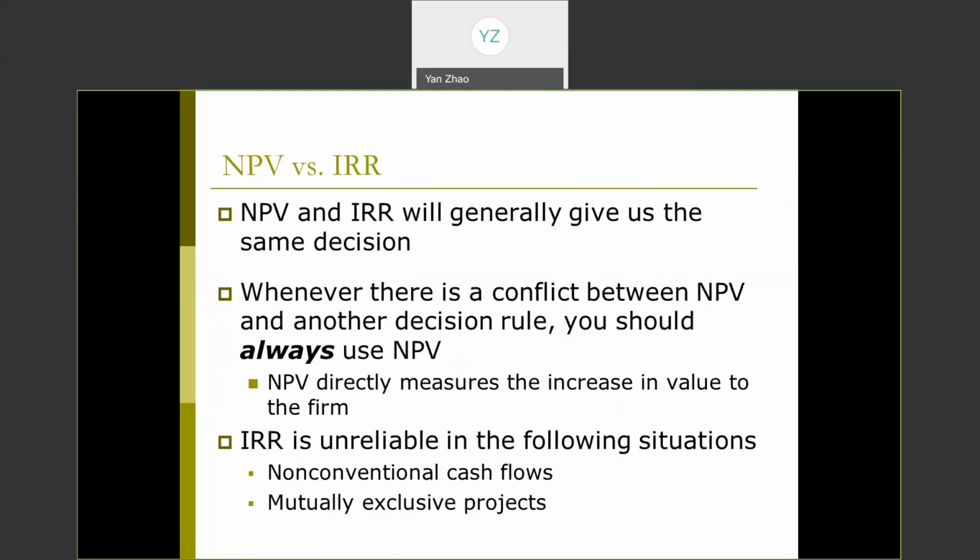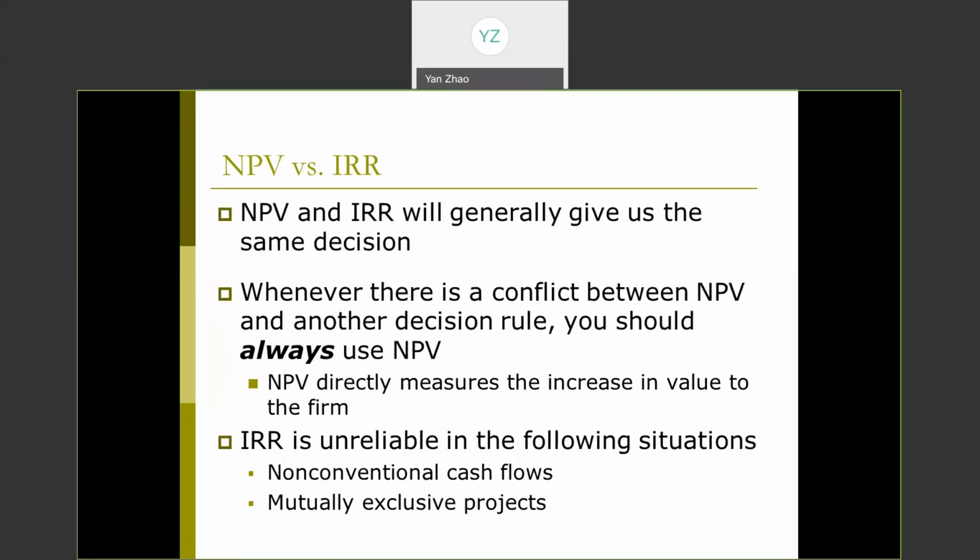All right, to sum up, net present value versus internal rate of return. Generally, they will give us the same decision. But whenever there is a conflict between the net present value and another decision rule, including payback period, discounted payback period, internal rate of return, average accounting return, you should always use net present value because it directly measures the increase in the dollar value to the company.